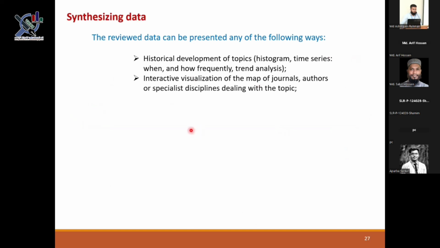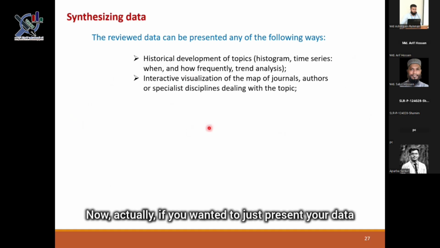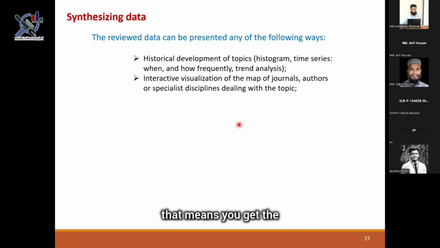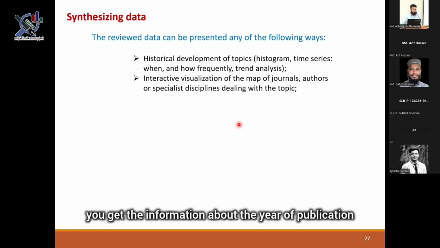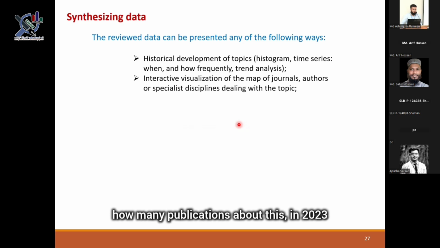So for your reviewed articles, we are not going to describe the result yet. If you want to present your data, you get information from your searching. Whenever you search, you get the information about the year of publication. You will get how many publications there were in 2024, and in 2023. That means you will get the yearly trend.